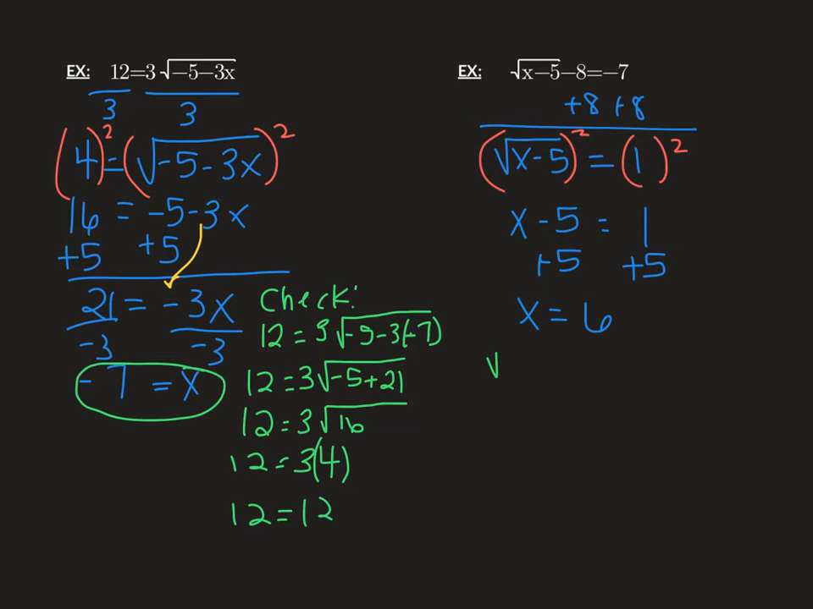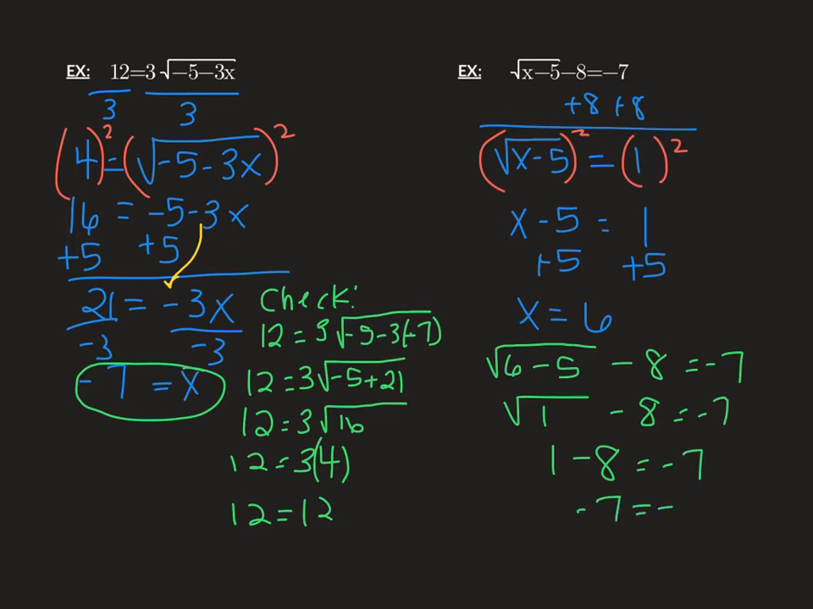So, checking my work going back into the original problem, I get 6 minus 5 minus 8 equals negative 7. And the square root of 6 minus 5 is the square root of 1. And the square root of 1 is 1. So 1 minus 8 equals negative 7. Negative 7 equals negative 7 is a true statement. So x equals 6 is my answer. How'd you do? Okay, well, let's make it just a little bit more fun.